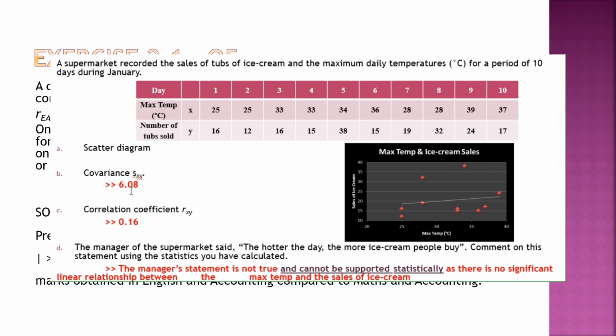All right. The manager of the supermarket then said, the hotter the day, the more ice cream people buy. Do you agree with this? No. Why not? Because there is no linear relationship between X and Y. You want to write X and Y, so no problem. Alright, so with this, I think you should be quite sorted with 2.1. If there are any issues, just let me know.